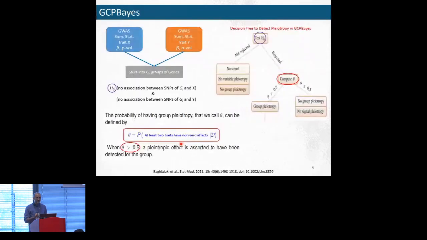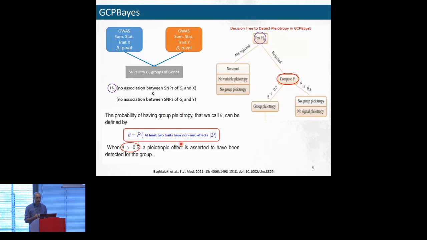As a quick schema, I will talk about the statistical methods that we used. We have 2 different GWAS summary statistics data sets, for example. First we test the H0 assumption. If the H0 assumption, which is no association between the SNPs at trait X and trait Y, is not rejected, it means that there is no signal and no variable pleiotropy, and also no group pleiotropy.